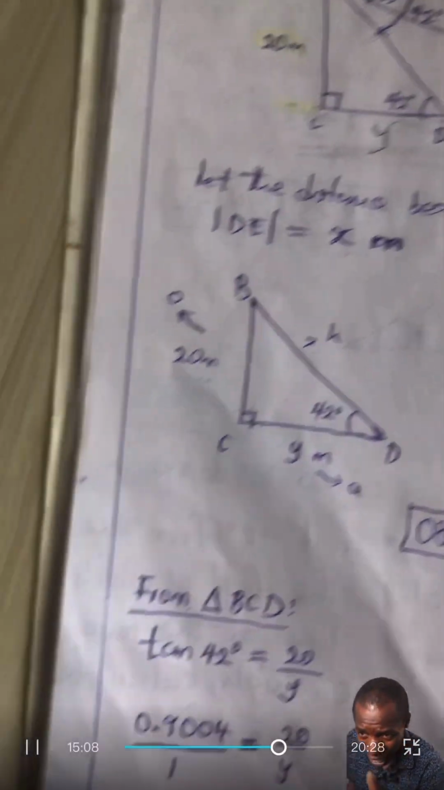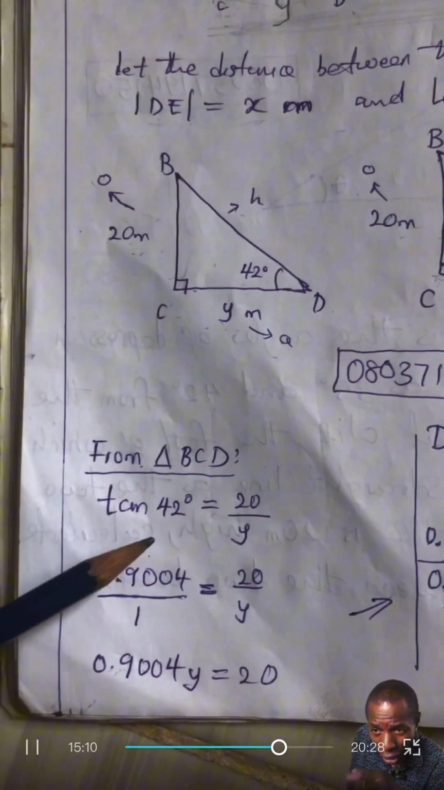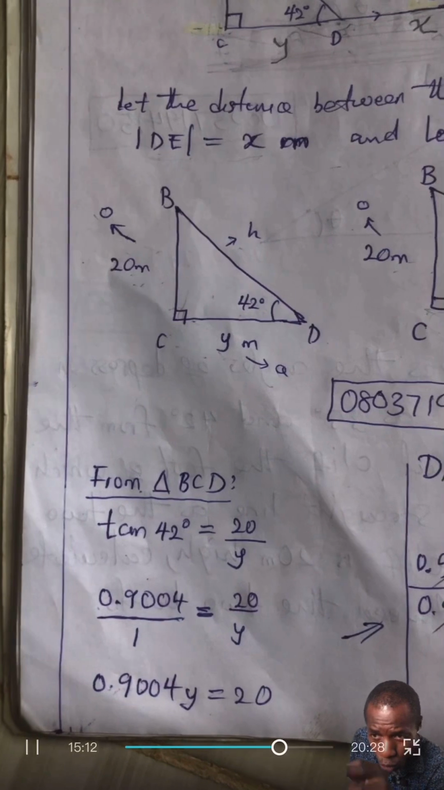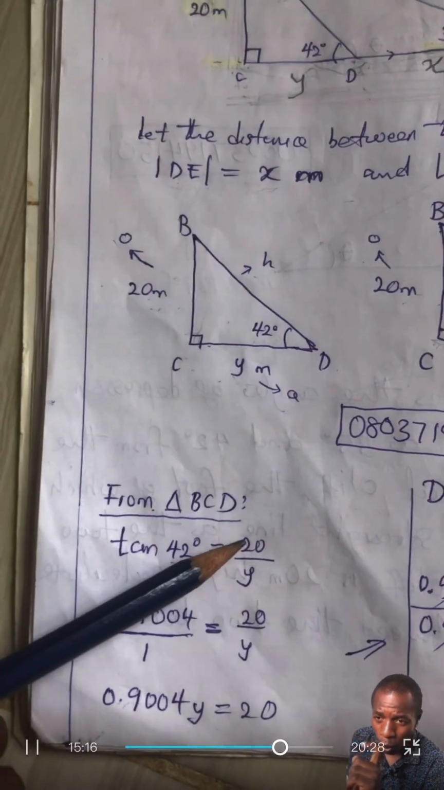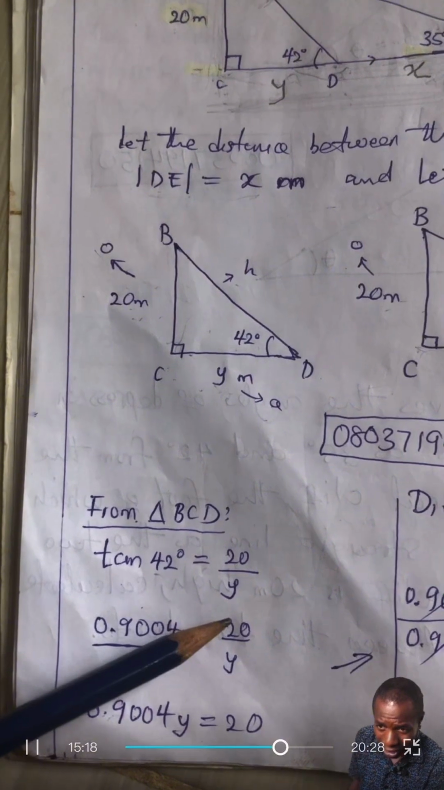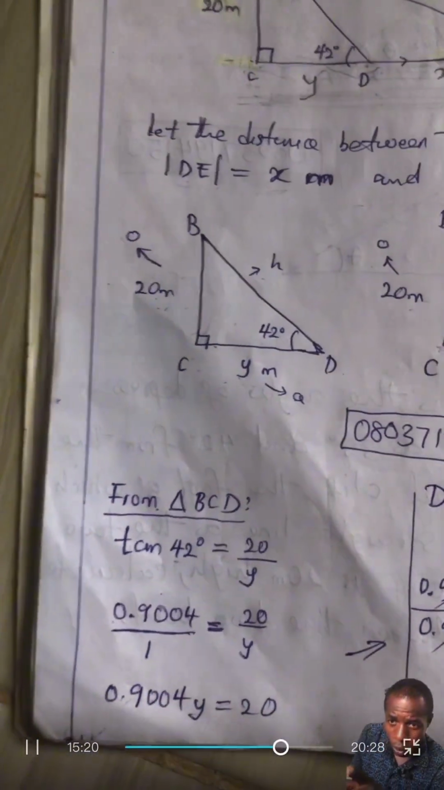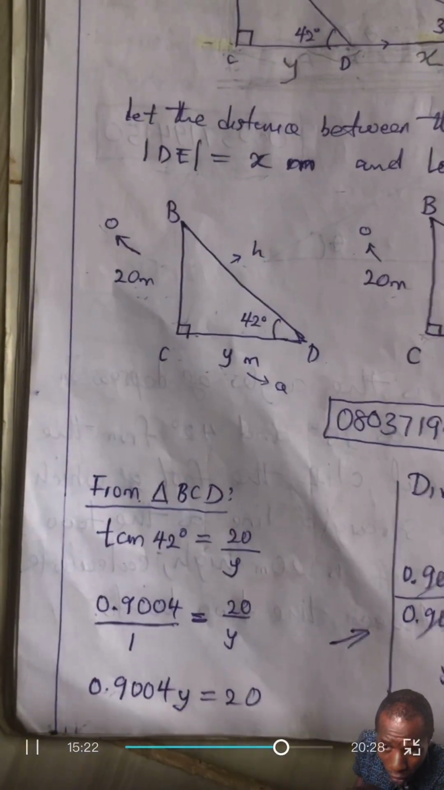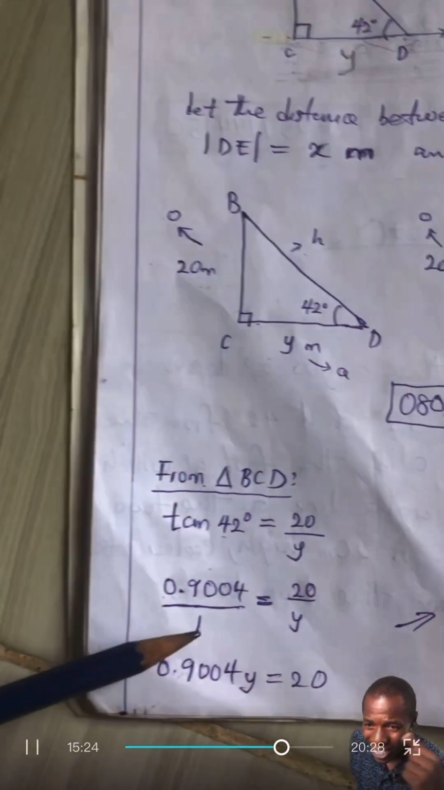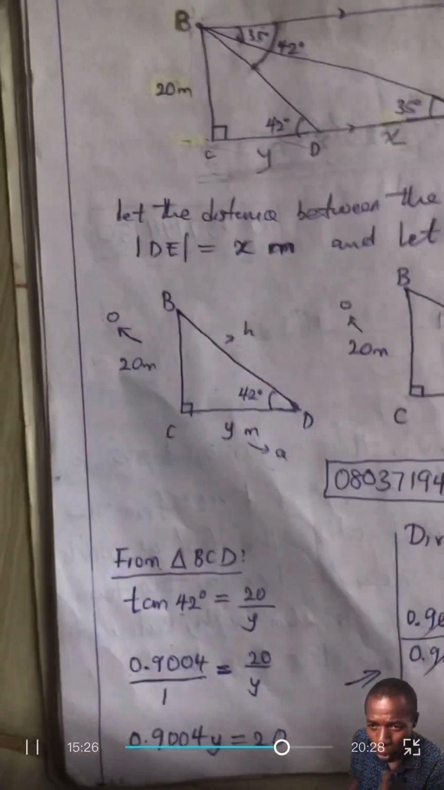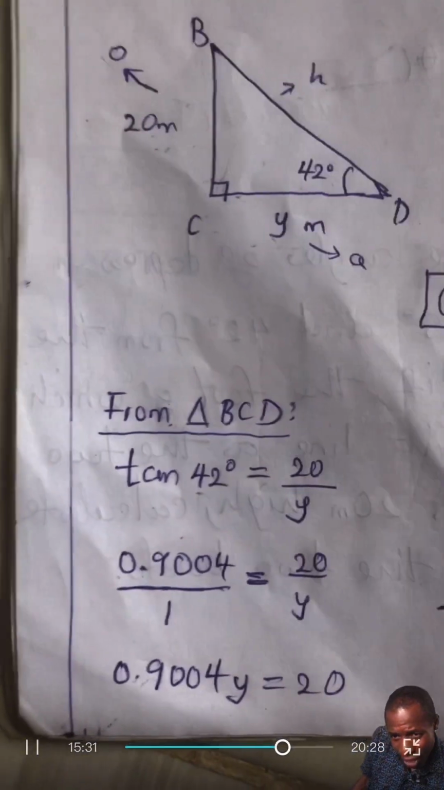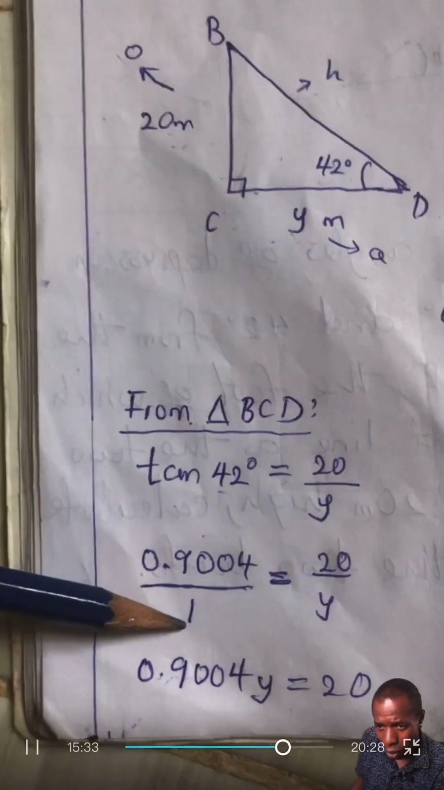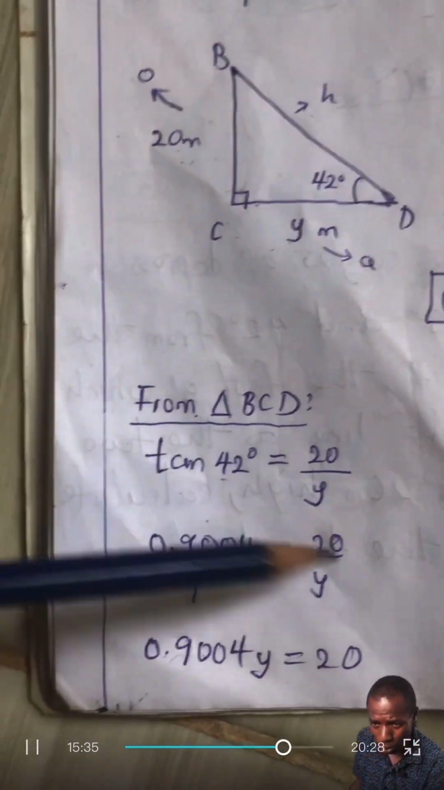So we are going to use tan to find the value of y. So tan 42 degrees is equal to opposite, which is 20 meters, over adjacent, which is y. All right. So tan 42, using a calculator or statistical table, is 0.9004. You can just put 1 under it to make it a fraction. Then what you do, you cross multiply.